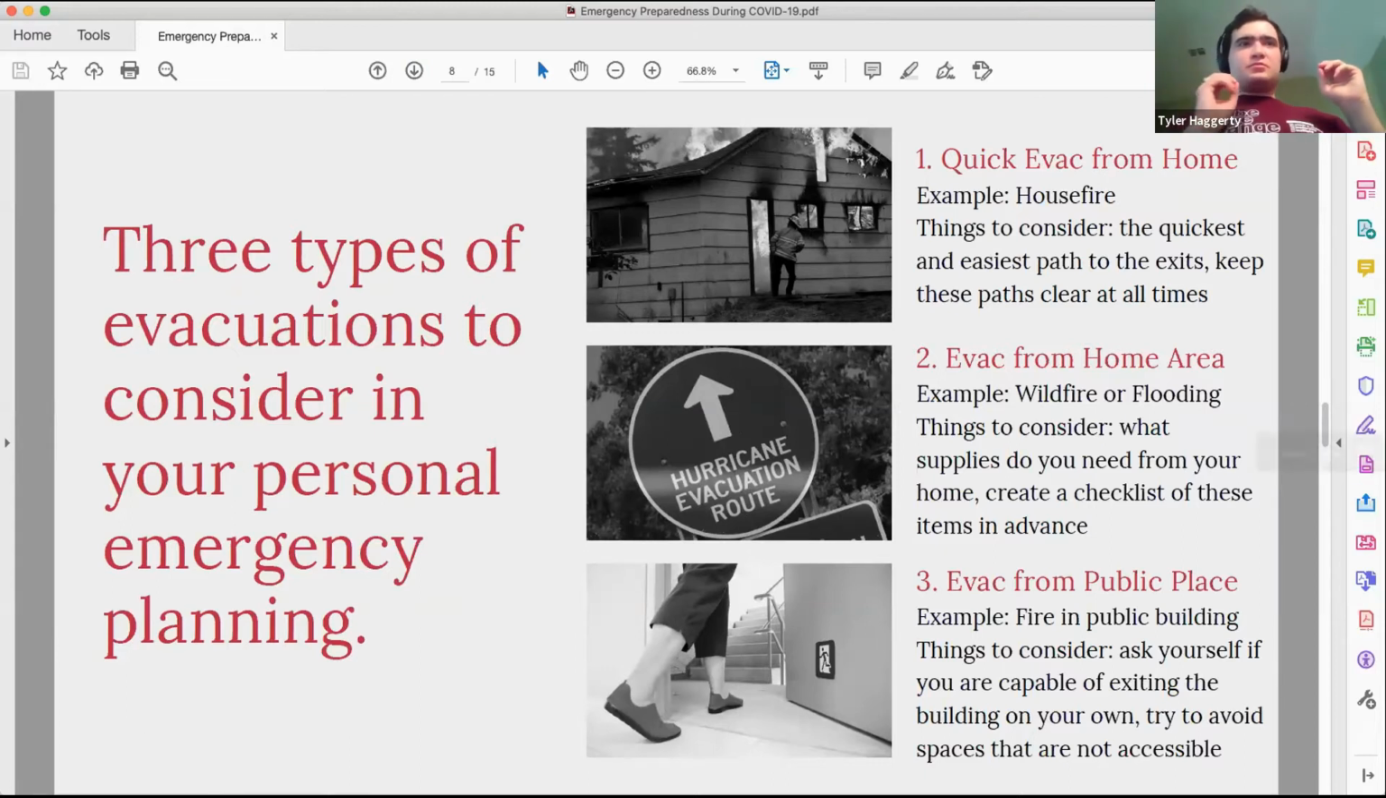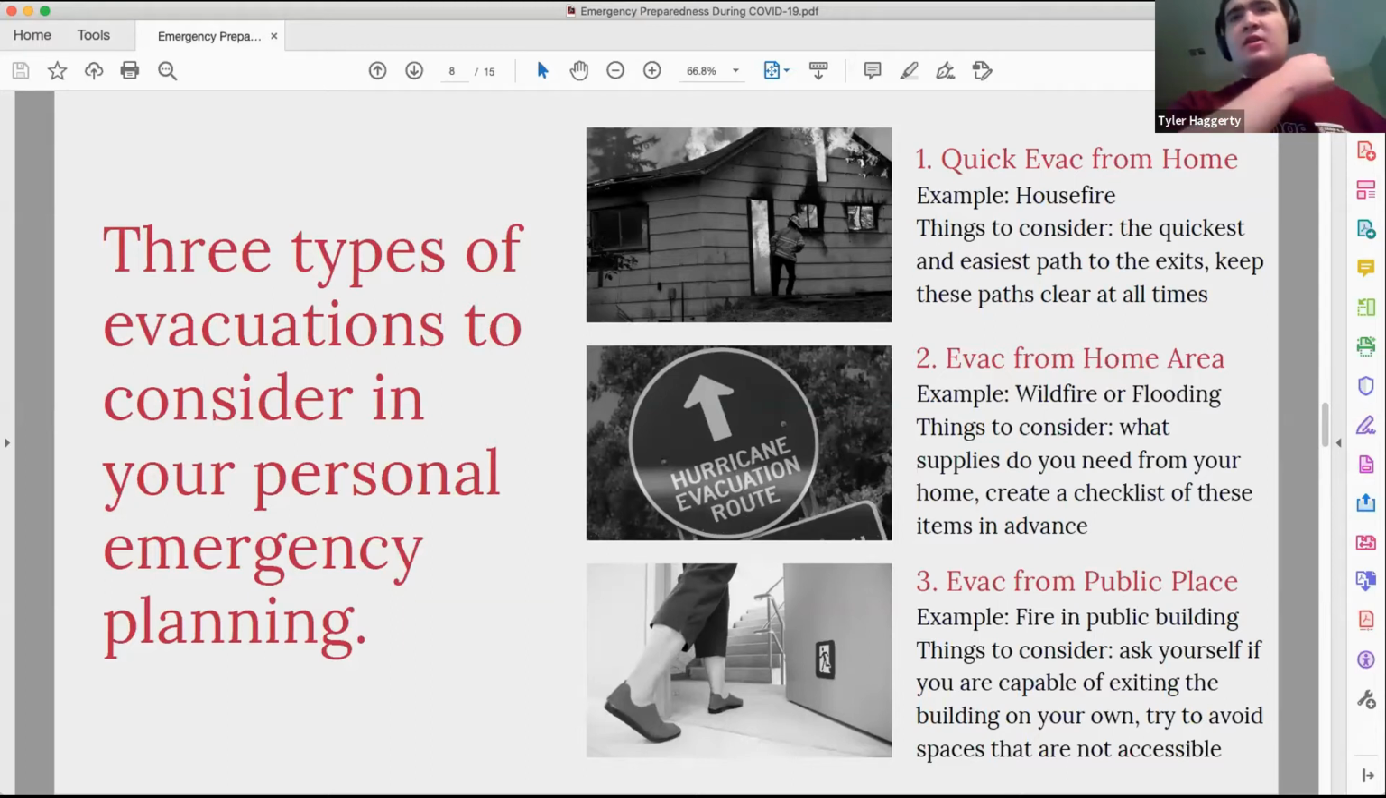Okay, so in emergency preparedness, there are 3 types of evacuation. There is the quick evacuation from the home, such as in the case of a house fire. When you do this, you need to consider the quickest and easiest paths to all of the exits, and you should always ensure that there are clear paths to these exits at all times.